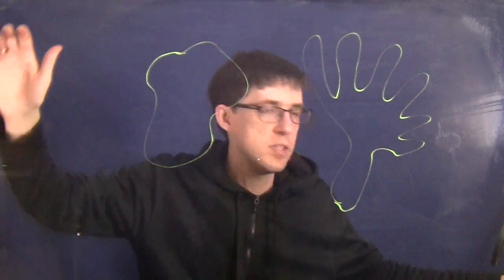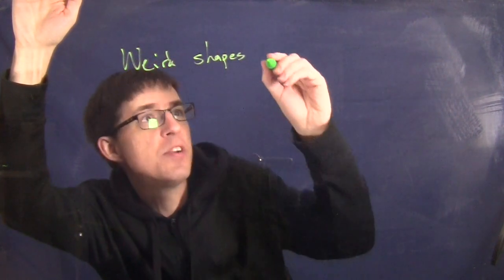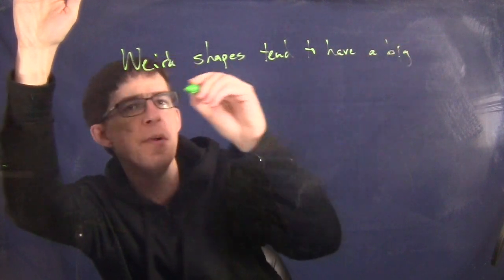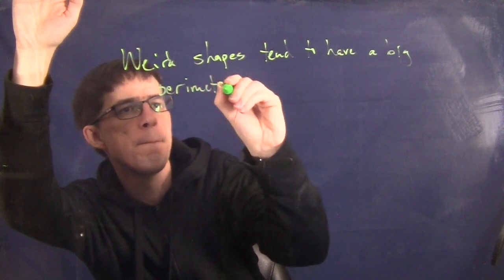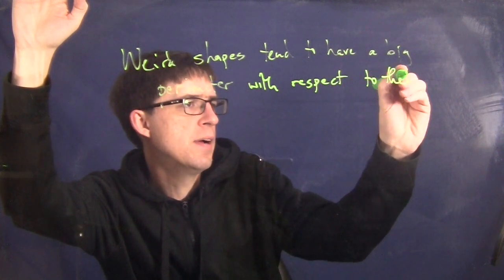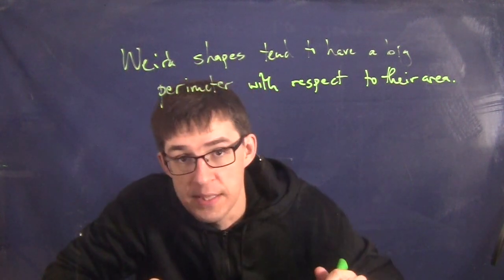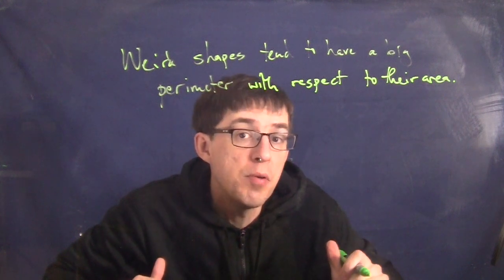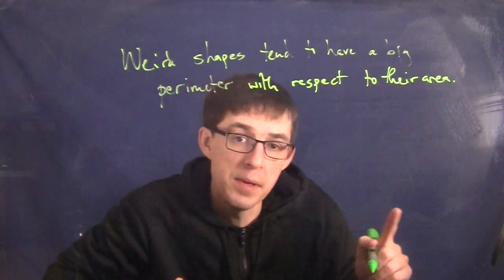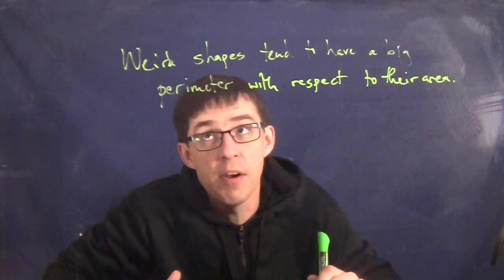So I'm going to say just the general idea behind this. The basic idea is that weird shapes tend to have a big perimeter with respect to their area. According to this idea, a weird shape is one where the area is not so big, but the perimeter is very big. That would indicate that the shape is super wiggly. Every one of those wiggles gives it extra perimeter without really giving it much extra area.